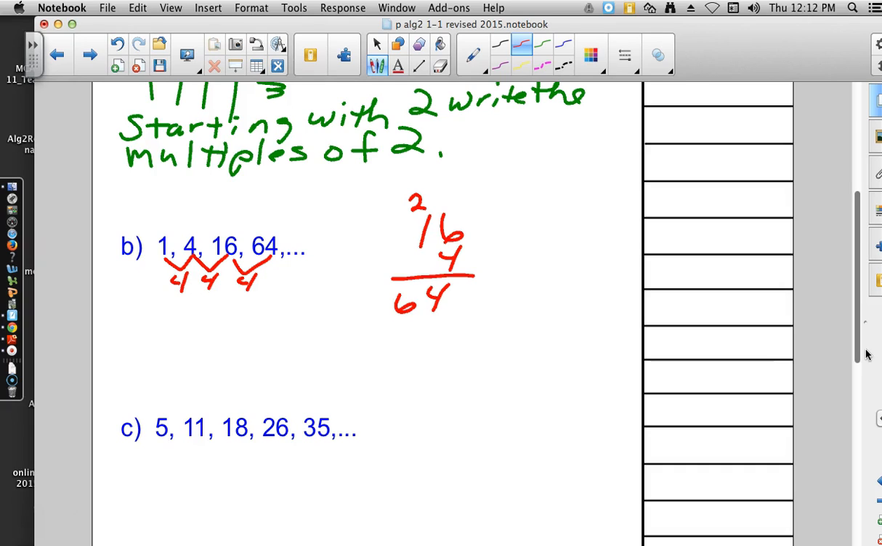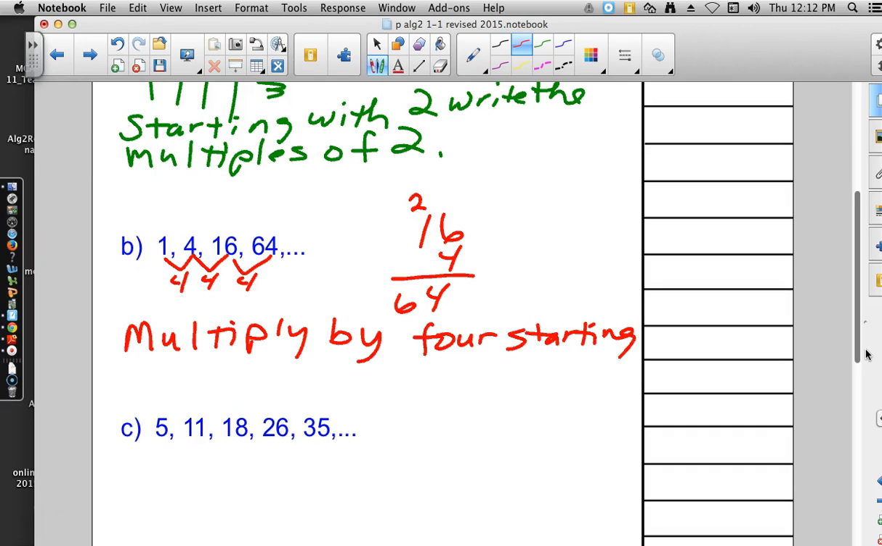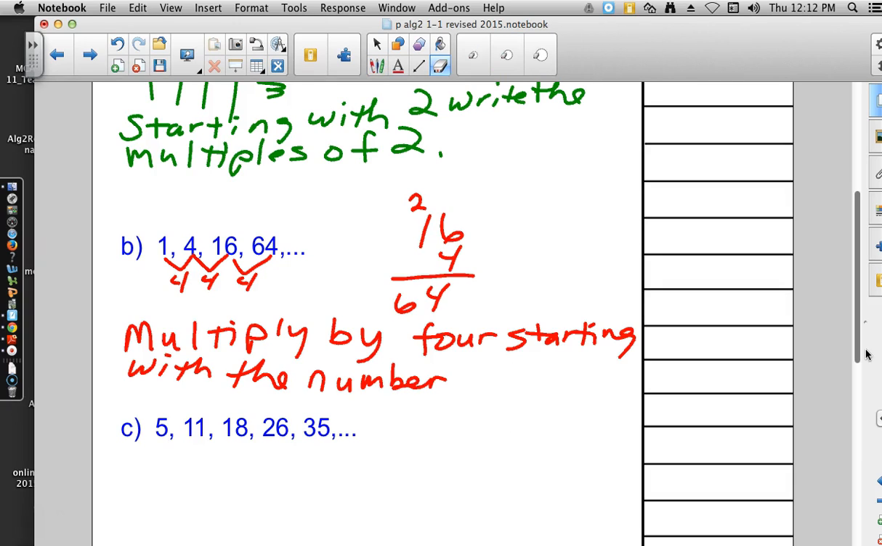So what's really happening here is that the pattern is you're going to multiply by 4, starting with the number 1. All right, I probably better put that in as a word too, so when you look at your notes later, you're going to see that. So multiply by 4, starting with the number 1, and there it is.